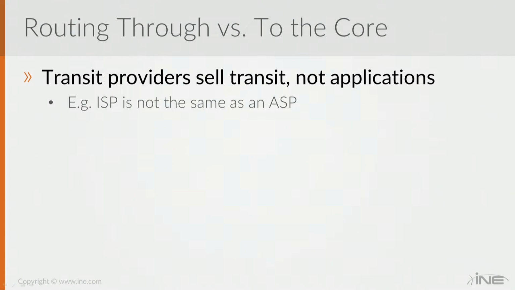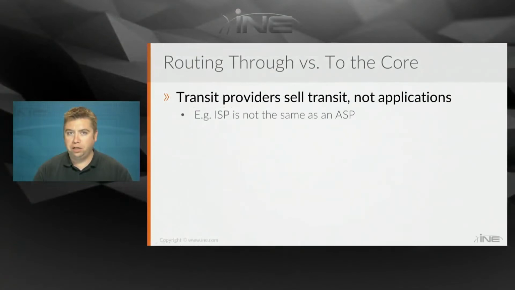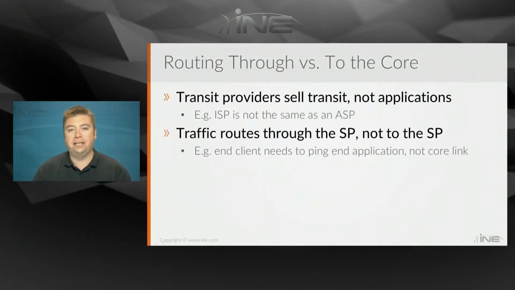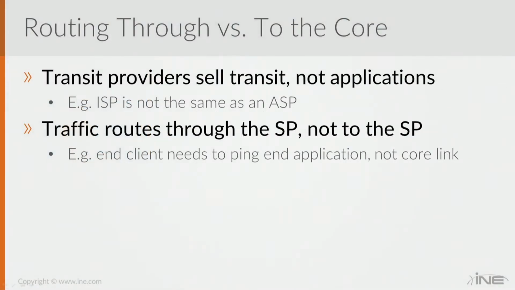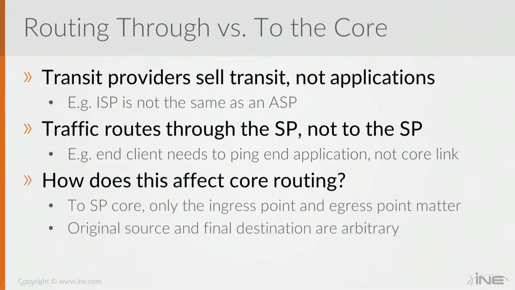Because there's a difference between an internet service provider and an application service provider, where the ASP might be a content delivery network that is sourcing video feeds or audio feeds, where the ISP's job is simply to get traffic into the ingress and out of the egress edge without having to do all sorts of inspection, all sorts of decisions on the actual traffic flows. So in other words, from the end client application's point of view, they're not trying to reach a destination that is inside the service provider. They're trying to reach a destination that is through the service provider, which ultimately affects how core routing works.